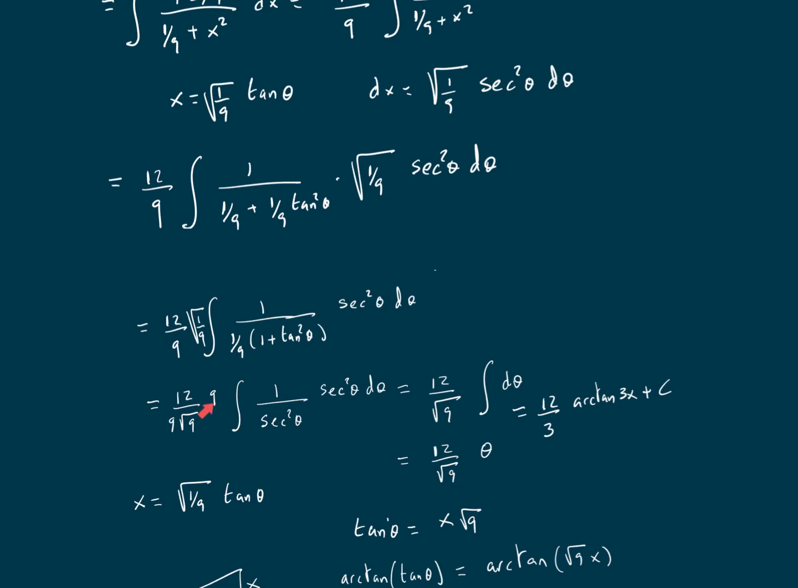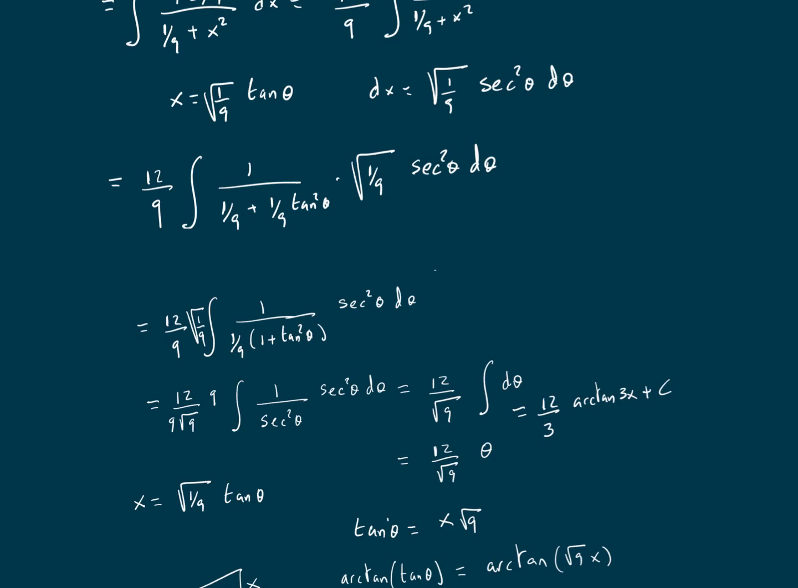And this 1 divided by 9 goes here, since 1 divided by 1 divided by 9 is 9. So we will have secant squared of theta divided by secant squared of theta, because 1 plus tangent squared of theta is secant squared of theta. So it will be the integral of d theta. The 9 will cancel with the 9, so it will be 12 divided by the square root of 9 times theta, or 12 divided by 3 times theta.